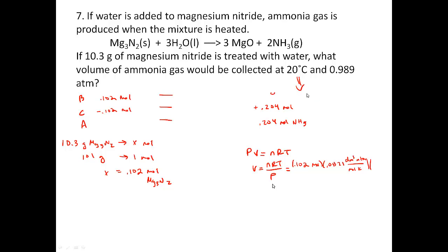And then lastly, we've got the temperature, which is 20 degrees C. That means we've got 293 K, right? Add 273 to that. All over the pressure, which is 0.989 atmospheres. Work that out, and it looks like we've got 2.48 decimeters cubed worth of gas.